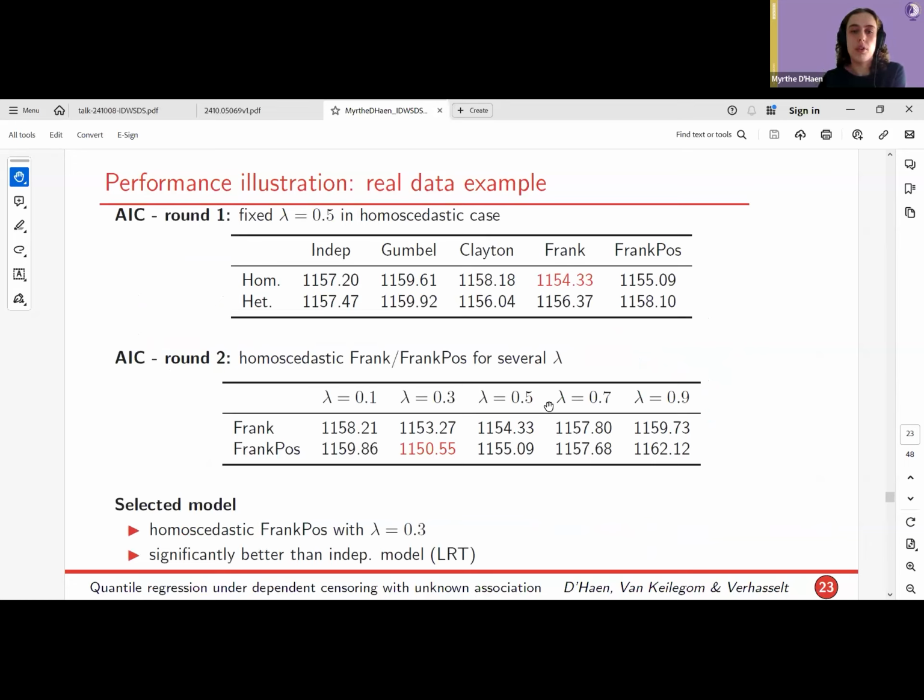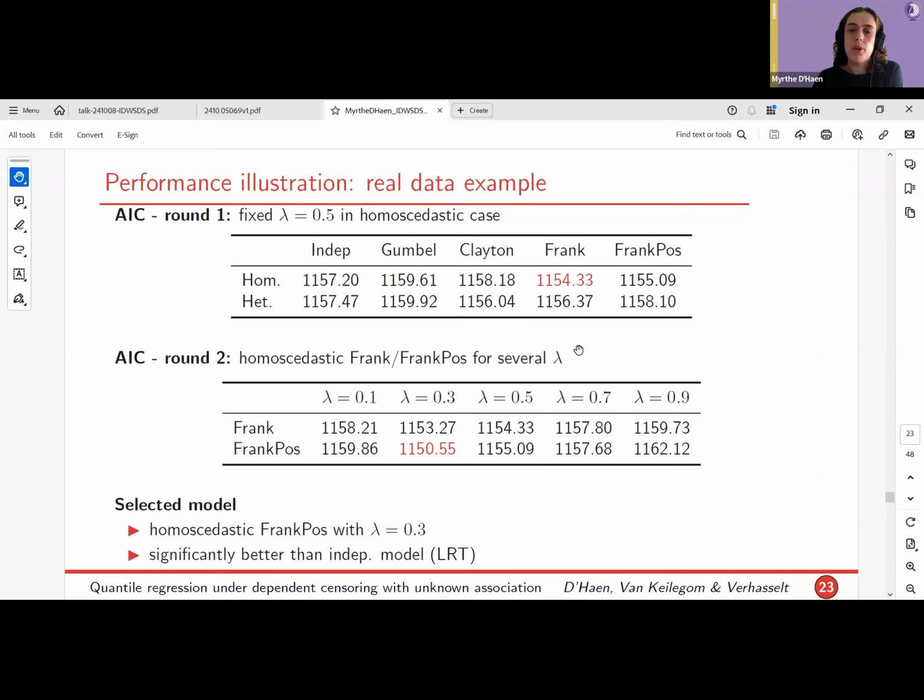So we worked in two stages. First, we selected the most appropriate copula family over a range of possibilities, and the Frank copula turned out to be the best one. And then afterwards, we fitted our model using several values for lambda.